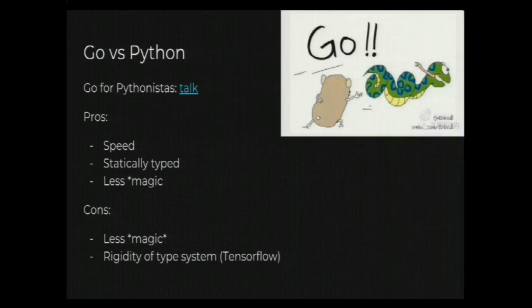Someone asked me, Go versus Python. I gave a talk about that. So there's actually 2 talks about that, which the other one I forgot. But there's Go for Pythonistas, so it basically explains the type system and concurrency of Go for people that know Python quite well. So that is one of the first talks I gave.